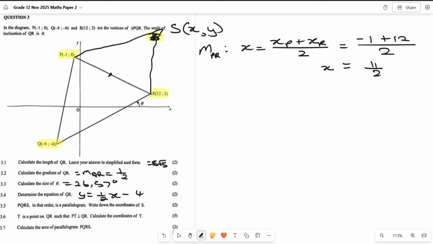Now, to get the y value, y is equal to y of P plus the y of R, and we also divide that by 2. What is the y of P? It's 8, and plus 2, and we divide that, the answer is going to be 5. So that is the coordinates of this midpoint here. Now watch this.